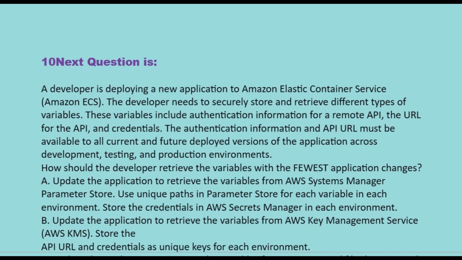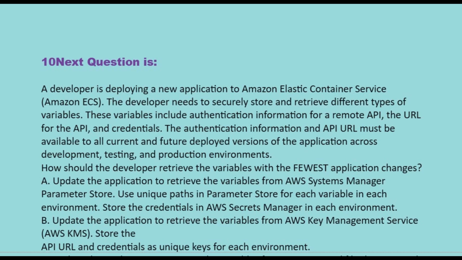Question is, a developer is deploying a new application to Amazon Elastic Container Service, Amazon ECS. The developer needs to securely store and retrieve different types of variables. These variables include authentication information for a remote API, the URL for the API, and credentials. The authentication information and API URL must be available to all current and future deployed versions of the application across development, testing, and production environments. How should the developer retrieve the variables with the fewest application changes?